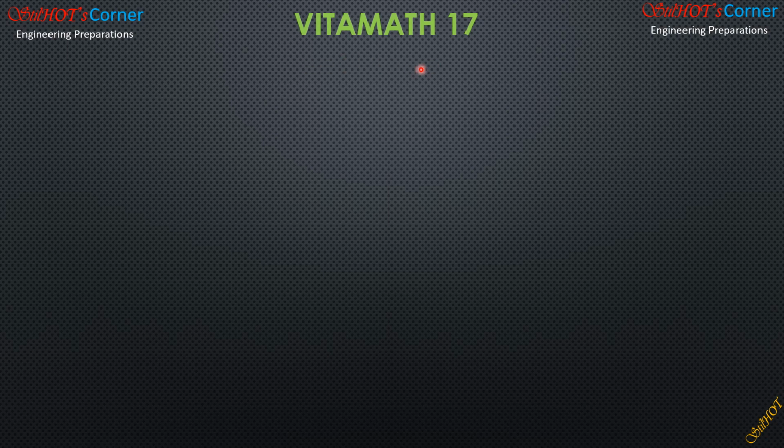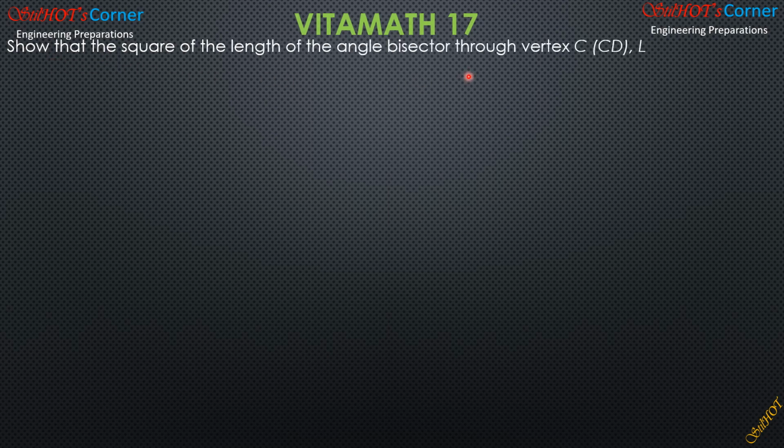So here is Vitamath 17. This is actually my proof of the angle bisector theorem and some other concepts extended here. So here is the problem. Show that the square of the length of the angle bisector through vertex C, which is angle bisector CD, and I'll denote that with L sub C, is L sub C squared equals AB minus X times quantity C minus X, and that A over B equals X over C minus X, and that X equals BD, the length of the segment intercepted by the angle bisector on the opposite side of the triangle.